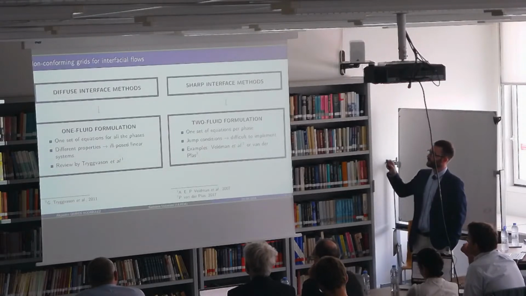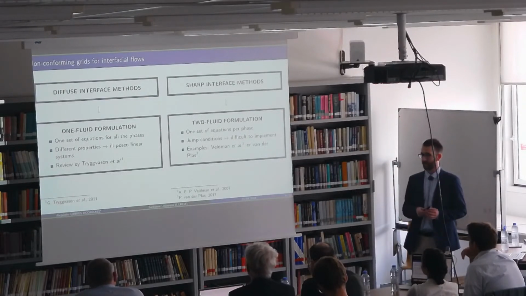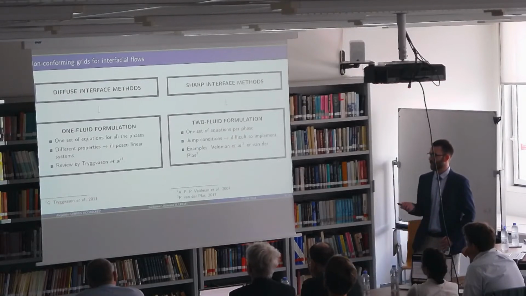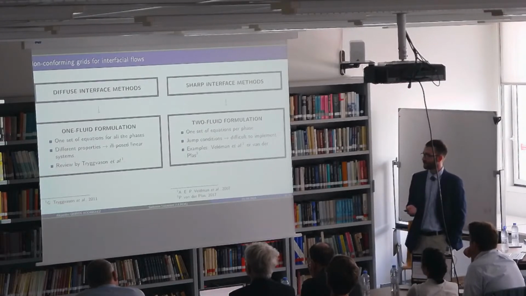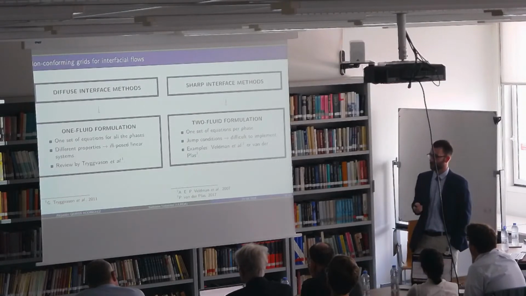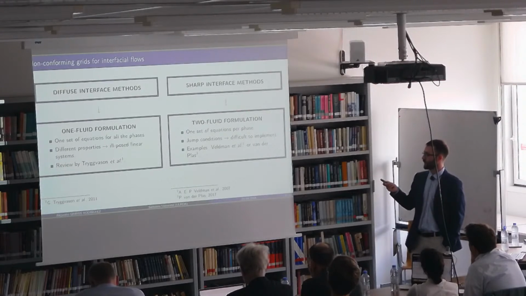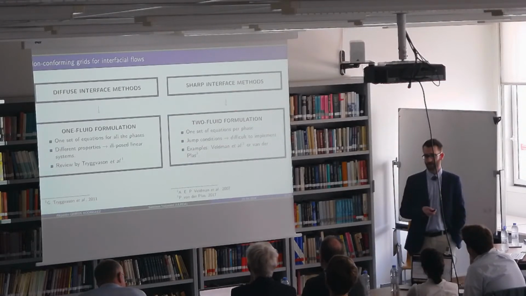So for interfacial flows, the diffuse interface method leads to what is called the one-fluid formulation, where we have a single set of equations for all the phases, and where the effect of the surface tension is accounted for by an extra term in the momentum equation. But the problem is that when we have phases with very different properties, such as density, then the linear systems of equations that we have to solve may be ill-posed. Sharp interface methods lead to the two-fluid formulation, where we have separated sets of equations for each phase, but the imposition of the jump conditions at the free surface can be very complicated.